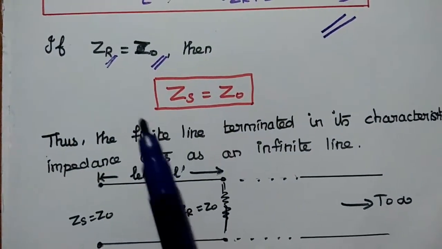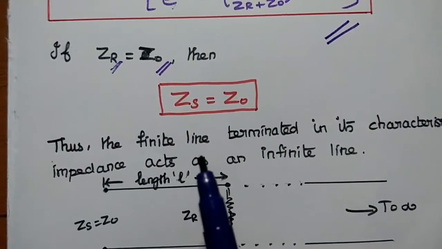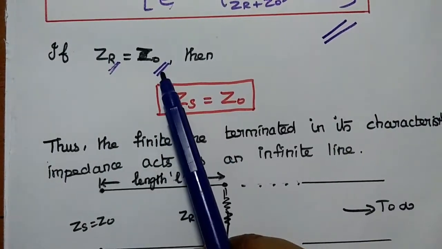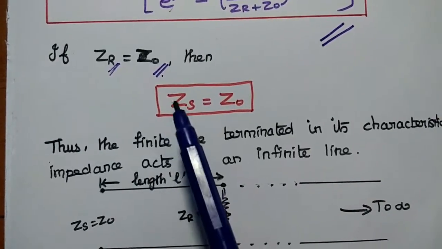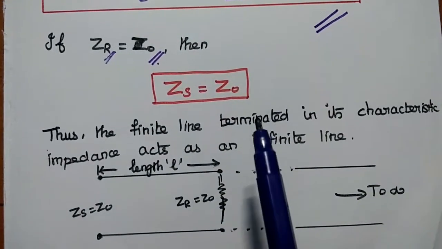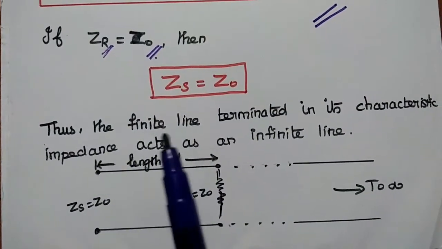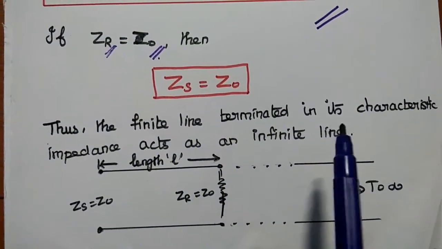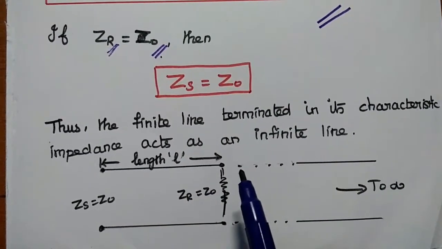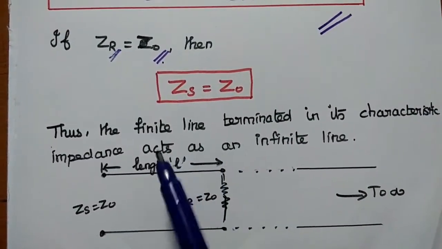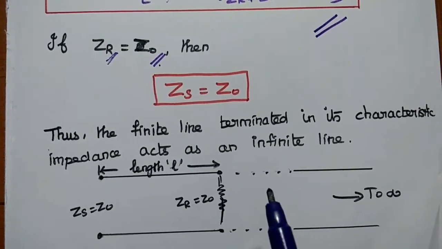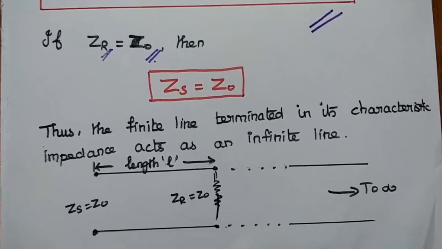So you have to remember these things. If the transmission line is terminated with its characteristic impedance, then its input impedance is also equal to the characteristic impedance. Okay. Thus, the finite line terminated in its characteristic impedance acts as an infinite line. So whenever the line is terminated with its characteristic impedance, it acts as an infinite line.